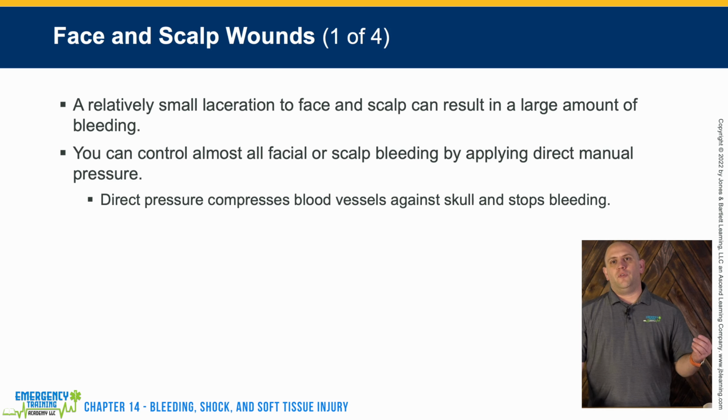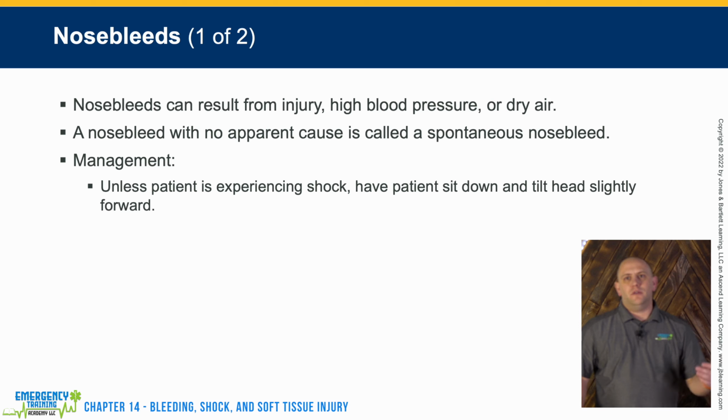If we do have any head injury or neck injury associated with our scalp wounds, we want to make sure that we're moving the head as little as possible, trying to stabilize that neck, and then monitoring the patient's airway, breathing, and circulation, and protecting their spine. So next, we're going to talk about nosebleeds. Nosebleeds can result from either injury, high blood pressure, or even dry air, depending on the region that you're in and how dry the air actually is.